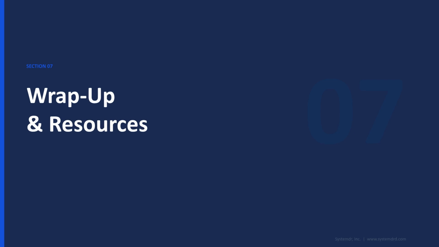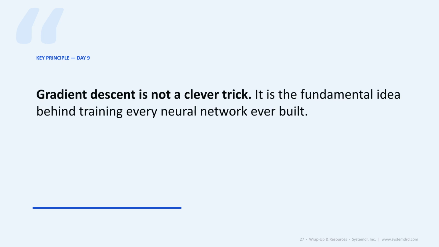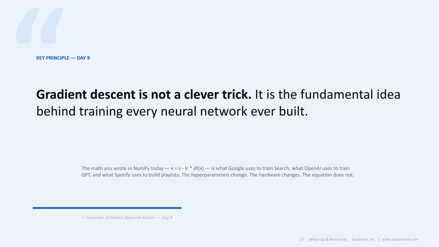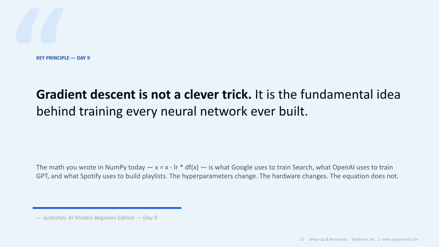We are now entering the final section, Wrap-Up and Resources. This section will cover the key takeaways and provide further learning resources. The core principle is that gradient descent, represented by x equals x minus alpha multiplied by the gradient, is the fundamental engine driving all major modern AI models. The concepts you implemented today are identical to those used at the largest scale.